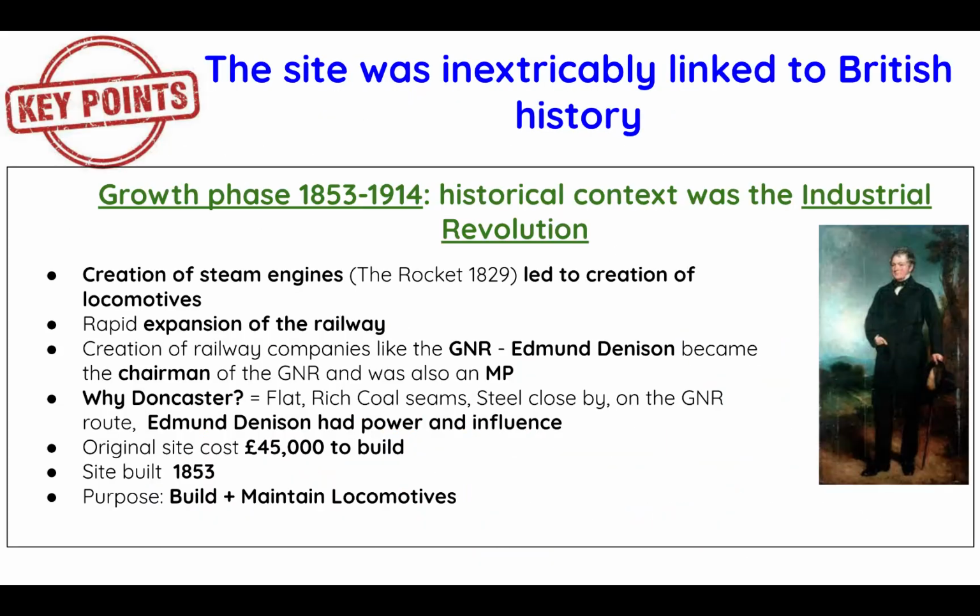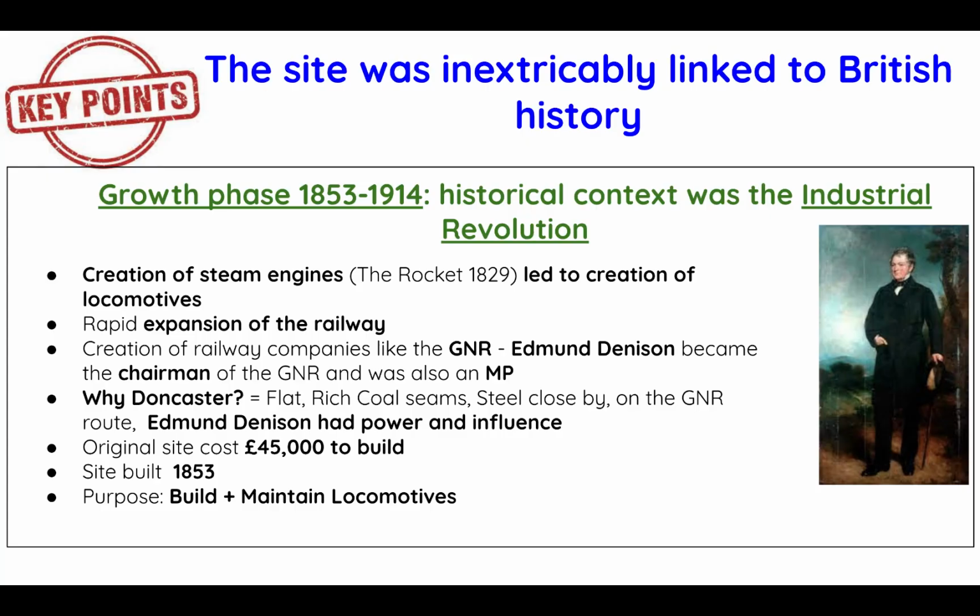Phase 1, the growth phase. So one key phase in the development of the Doncaster Plant Works was its rapid growth during the Industrial Revolution after it was built in 1853. The growth happened because of the expansion of the railway network after the invention of steam and the demand for steam locomotives. Supported by nearby resources like coal and steel and the River Don, and the site's location on the Great Northern Railway.